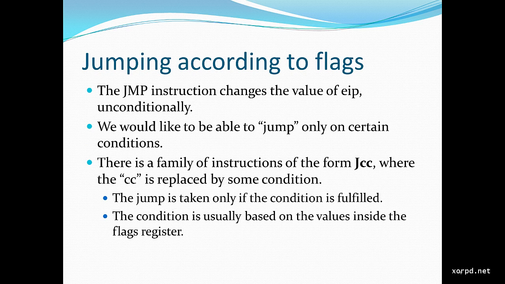Jumping according to flags. The JMP or jump instruction changes the value of EIP unconditionally. That means that if you put this jump instruction somewhere, it is just going to change the value of EIP every time that the flow of the program passes at this instruction. We don't actually have any control of whether the jump is going to happen or not. We would like to be able to jump only on certain conditions.